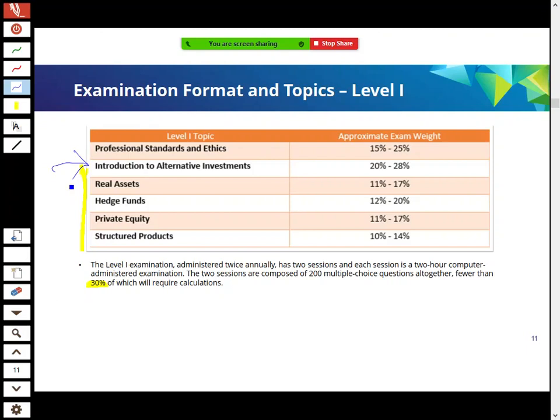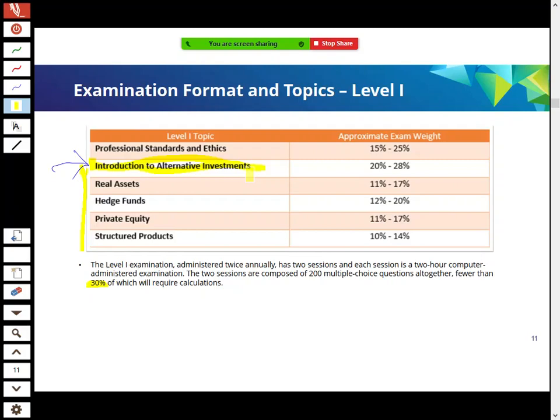Return doesn't come along without risk. So return on one side, risk on the other side. We are going to go through all these different types of measurement of return and risk in this session. A bit of calculation will be done here, and some statistics concepts will be introduced, so that we can make use of these quantitative tools to understand real assets, hedge funds, private equity, and structured products later on.